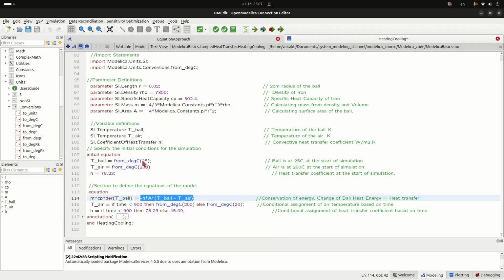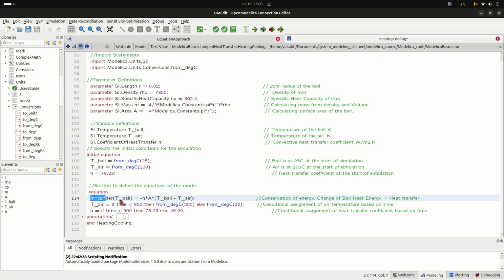Now, as you can see, since the two temperatures are different, which is 25 and 200, this term will not be 0. And we know that the area and heat transfer coefficient are non-zero. So this will have a finite value. And as a consequence, there is a change to the temperature of the ball, because the rate of change of temperature is given by the derivative of T ball. As the mass and specific heat are constant, the temperature of the ball will change to accommodate this heat transfer.